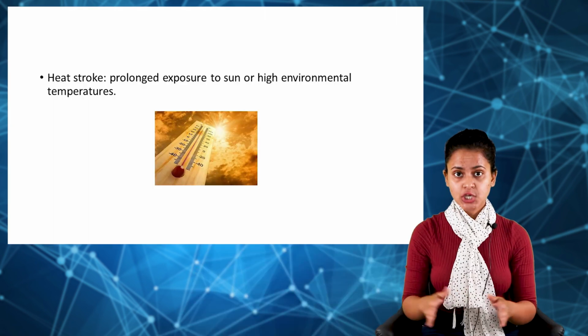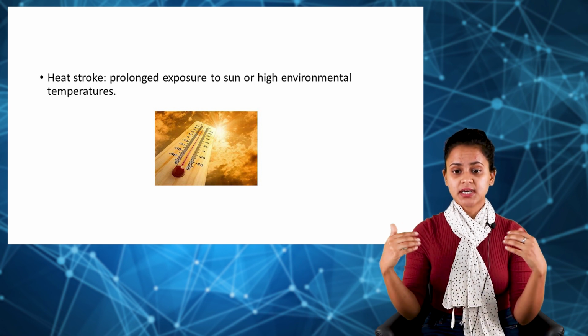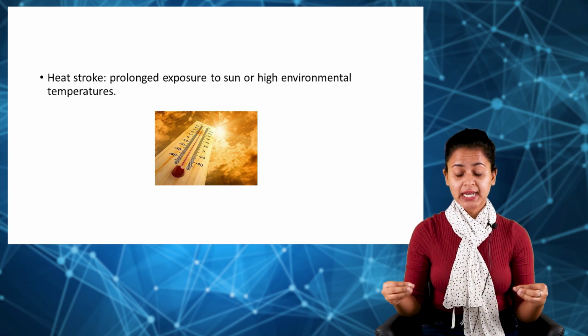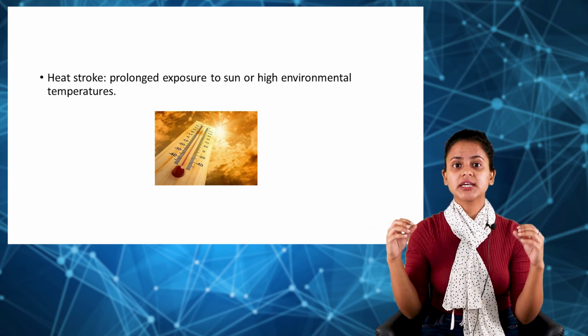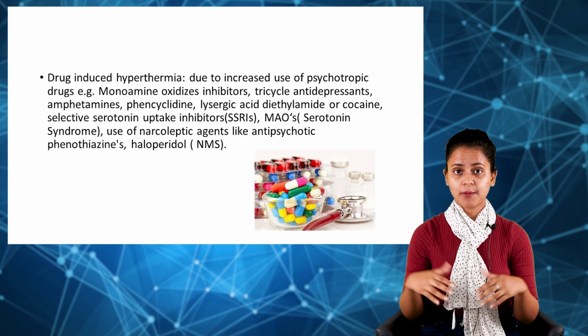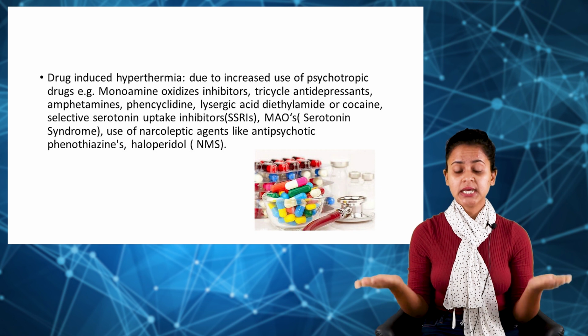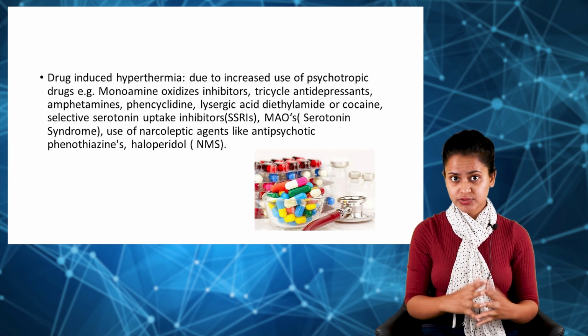Now we are going to learn about certain conditions which directly cause the development of hyperthermia. The first and most common condition is heat stroke. Prolonged exposure to the sun, basically to a higher environmental temperature, will often cause heat stroke. In heat stroke, at a very initial stage, a person will present with a severely increased body temperature. Drug-induced hyperthermia is also very common among clients who are on some psychotropic drug, or who are using selective serotonin reuptake inhibitors or serotonin-related drugs.